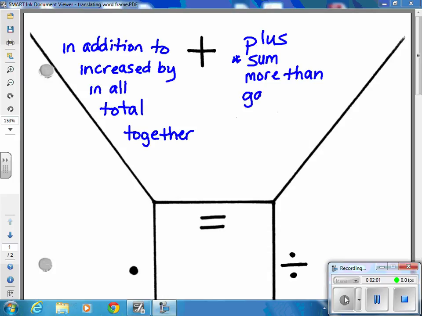Gains, if you gain, you're adding to what you have. If you deposit money into the account, you're adding money into your account. Combined, this is taking you back to when we are combining like terms, we are adding them together. Above, if something is above 0, it's going to be in the positive area versus below 0. Faster than.